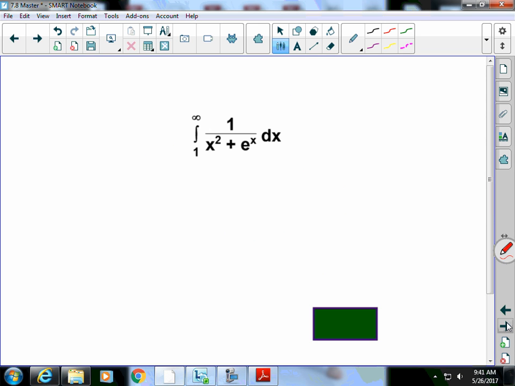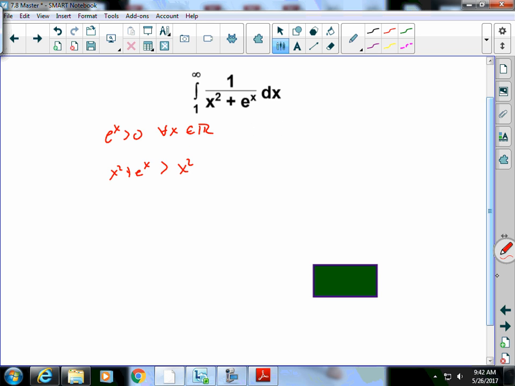Here's another problem. So how am I going to build this one? Well, some things I know. I know that e to the x is greater than 0 for all x that are elements of the reals. And then I can add x squared to both sides. x squared plus e to the x has to be greater than x squared, because x squared is a positive term, and I'm allowed to do that.